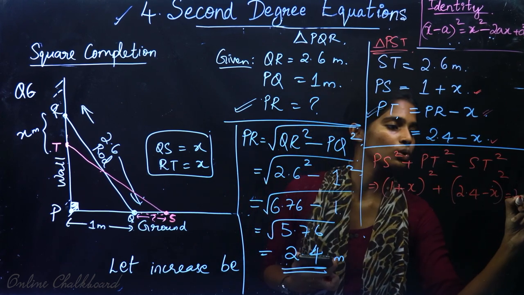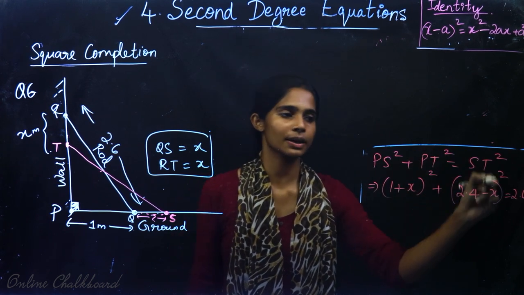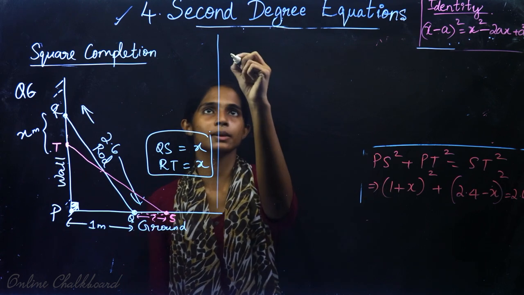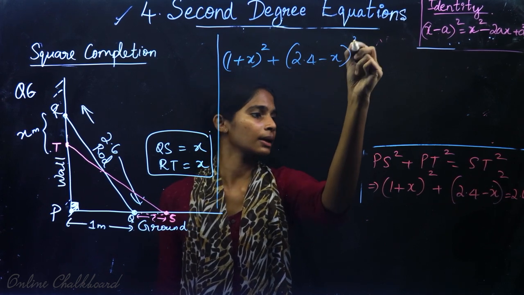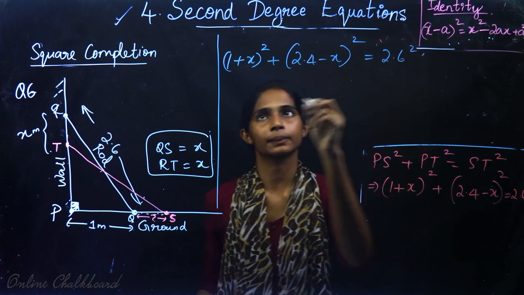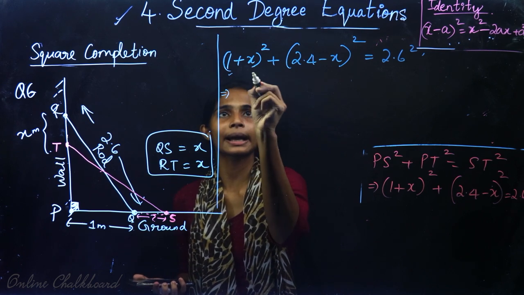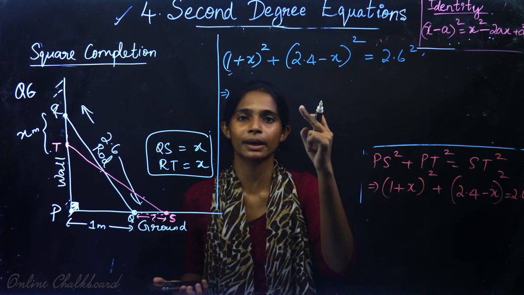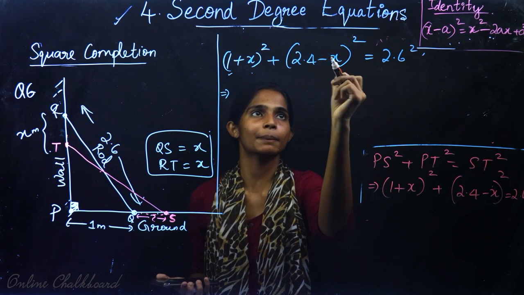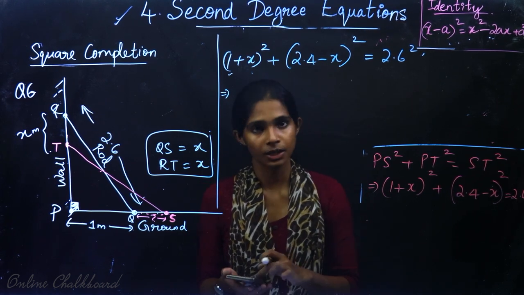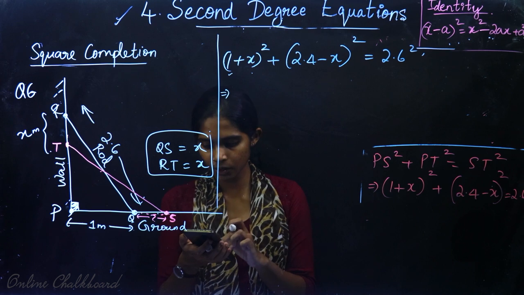So this is equal to 2.6 square. Let me rewrite the equation: PS square plus PT square is equal to ST square. We wrote PS as 1 plus x. So 1 plus x the whole square plus 2.4 minus x the whole square is equal to 2.6 square. Now we will simplify this. Open it using the identities: 1 plus x the whole square is a plus b the whole square, and 2.4 minus x is a minus b the whole square. Use the formulas.